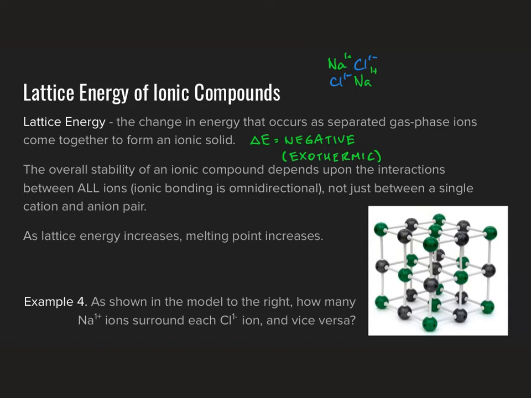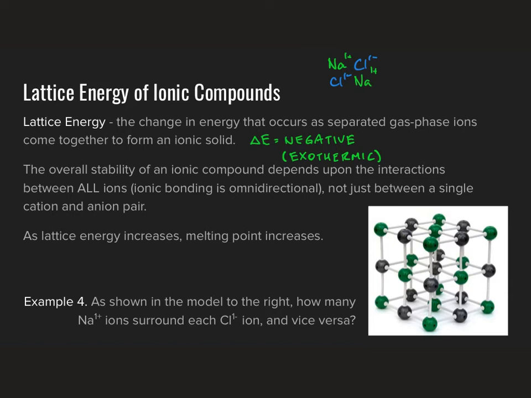As it turns out, the stability of an ionic compound depends upon how strong the attractions are between all of the ions present in the lattice. And remember again that those ionic bonds that form are omnidirectional. They don't occur just between a single cation and an anion pair. They happen between a cation and all of the anions around it and vice versa. And in general, as lattice energy increases, melting points and boiling points increase as well. The more negative or exothermic that lattice energy is, the more stable that ionic compound is, the harder it is to break apart all the bonds that formed between the adjacent ions.